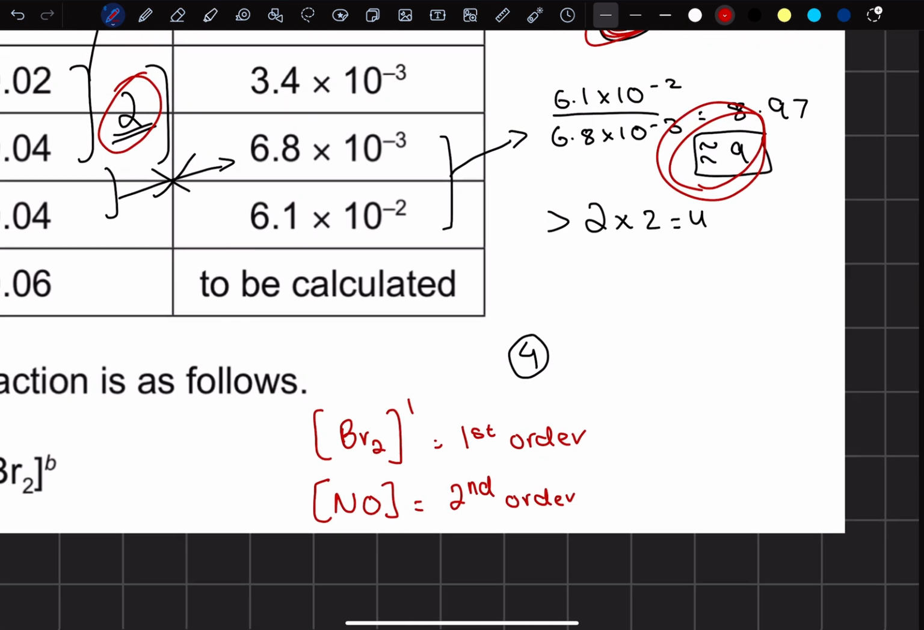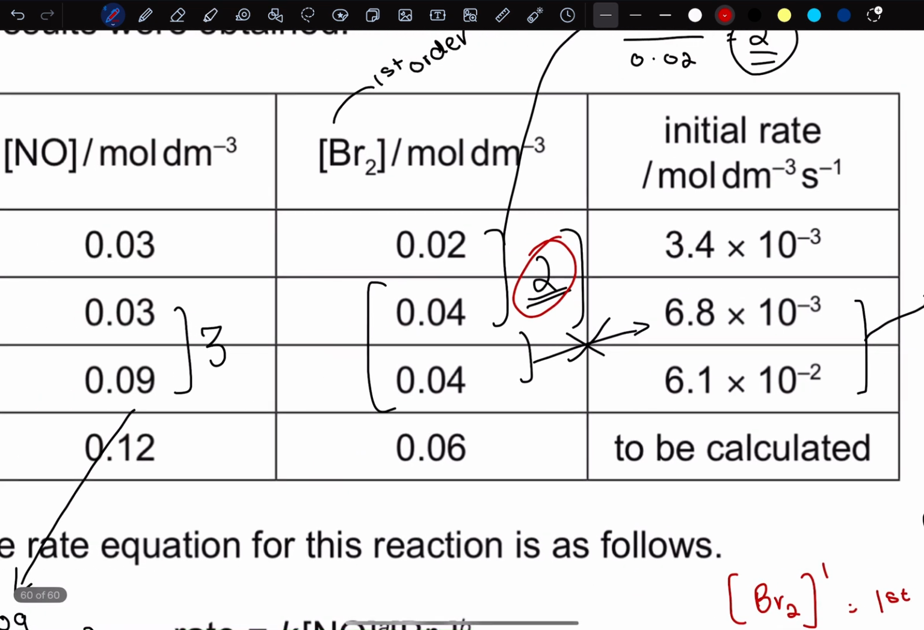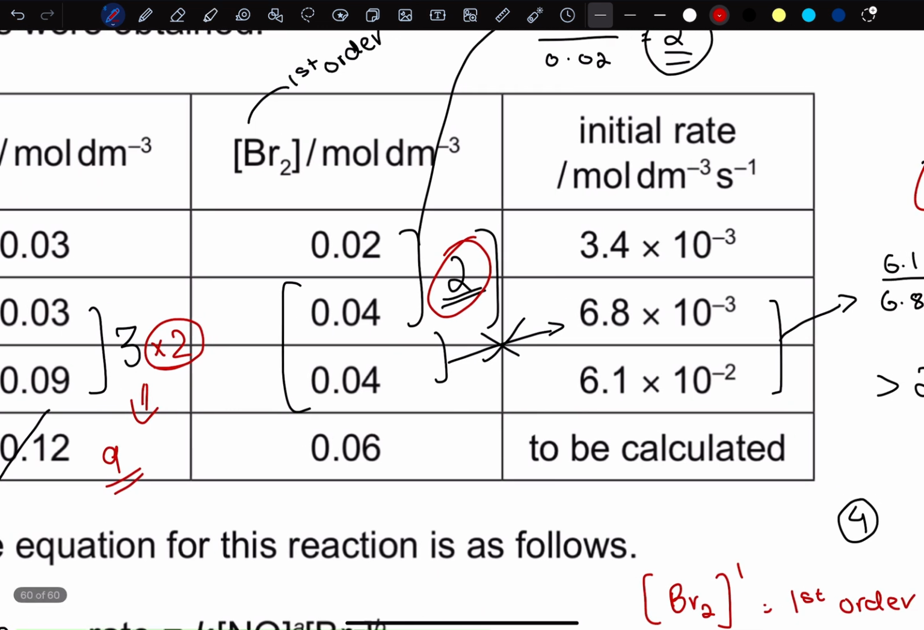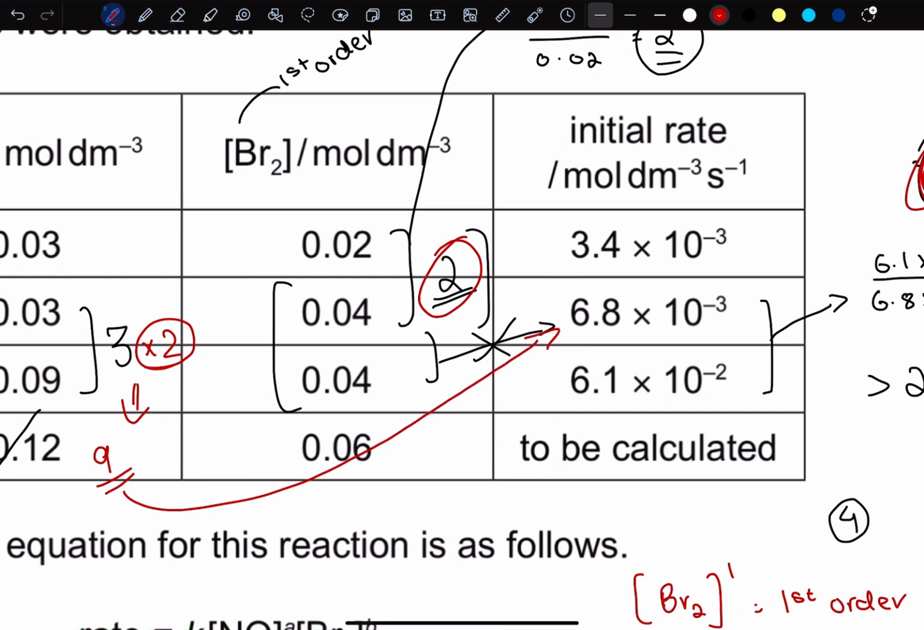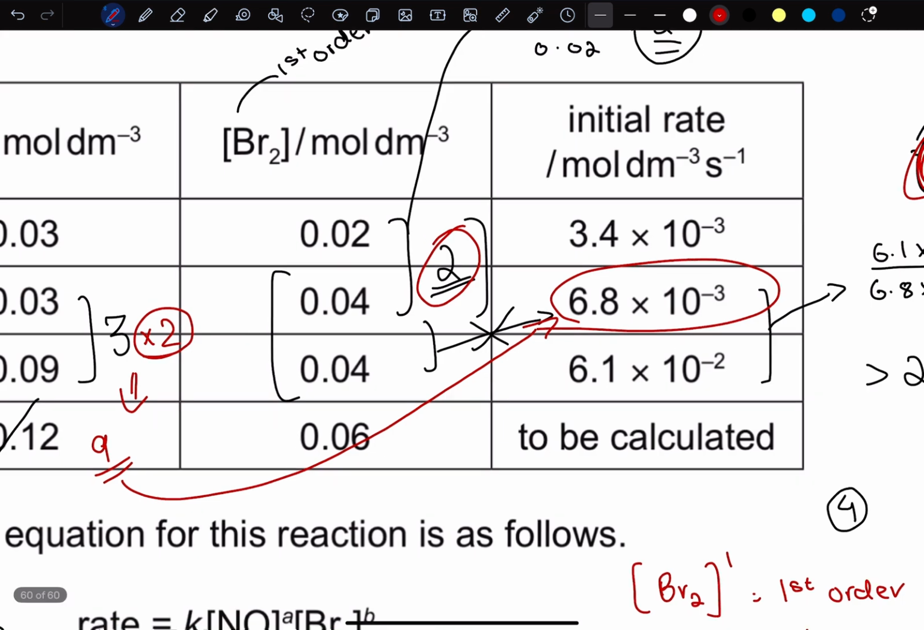because this is the factor which NO increased by, and squaring this factor would make it second order, but it would also give us 9, which is the exact factor by which 6.8 × 10^-3 is raised. All right, so this gives us second order.